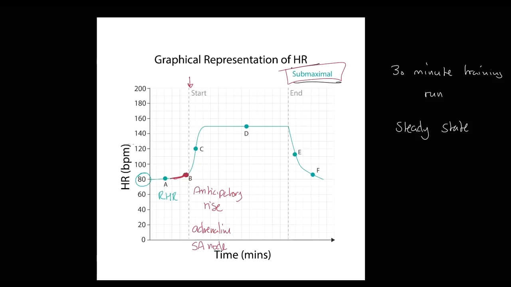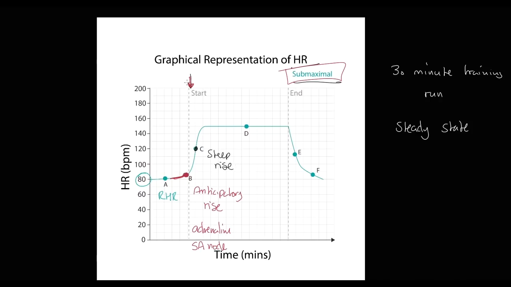Now, of course, we said here we've got exercise commencing. So therefore, we've got this point here. And it's really important we get this right. We are going to describe this as a steep rise. Can I emphasize the need for you to use the word steep? This is not a gradual rise. This is not a lackadaisical rise. No, it's a steep rise in heart rate. Look, this is almost vertical. Okay, so what's happening in this process?